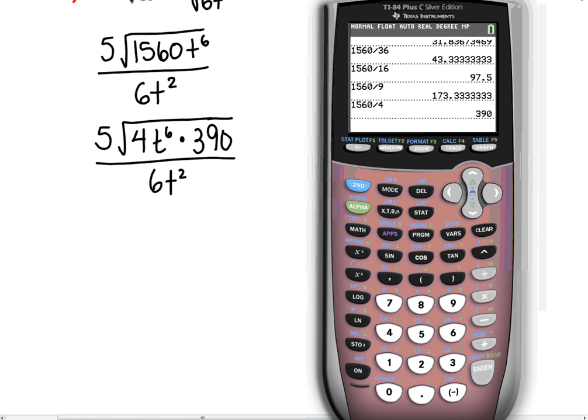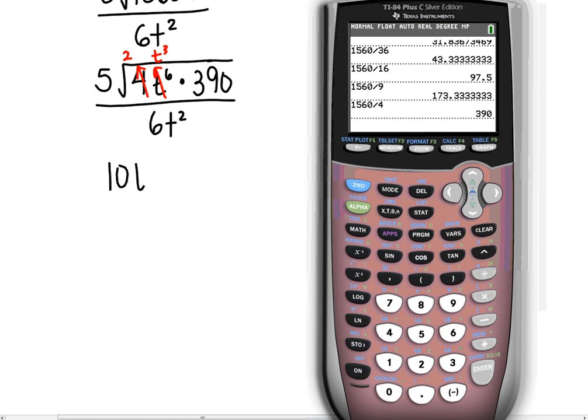So when we pull 4t to the 6 out, what's the square root of 4? It's going to be a 2. What's the square root of t to the 6? Thank you. Excuse me. T cubed. So what's our coefficient going to be now? 10. We multiply it by the 5, right? 10t cubed root 390 all over 6t squared.